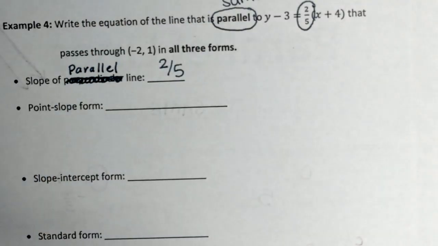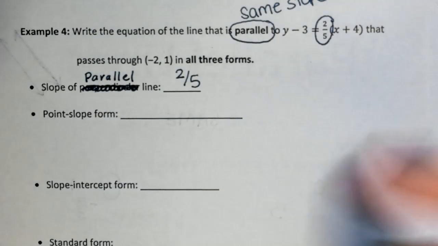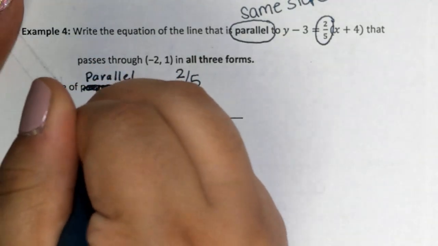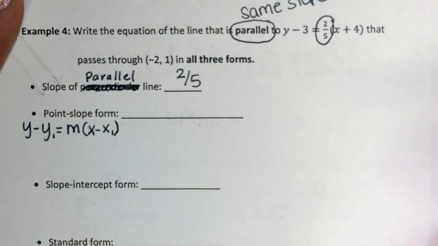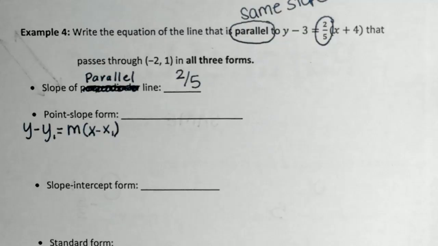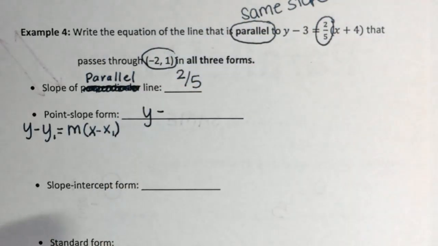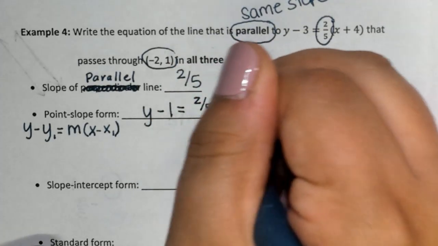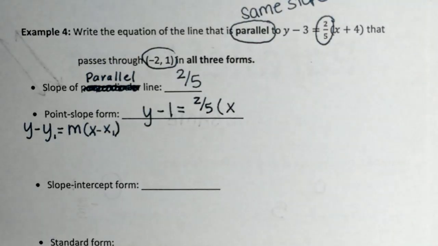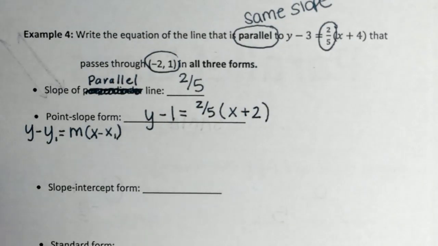Okay. So what is going to be my point slope form here? What is point slope form? Y minus y1 equals m times x minus x1. Do we have a point we're supposed to be focusing on? Negative 2, 1. So let's fill that in. Y minus, what's my y? 1 equals, what's my slope? 2 fifths times x plus, because you do the opposite. It's a negative 2, so I want a plus 2.